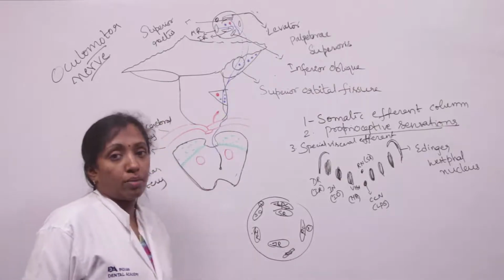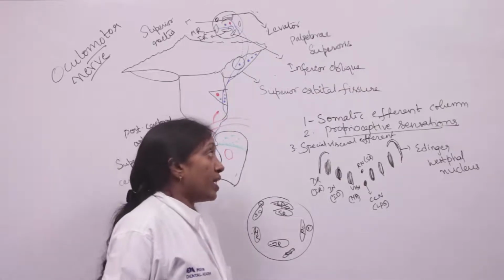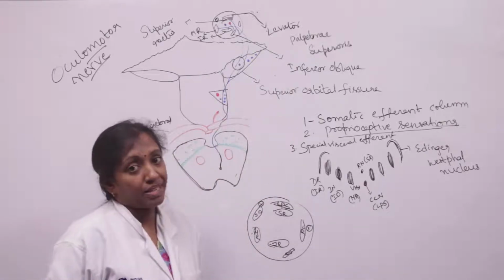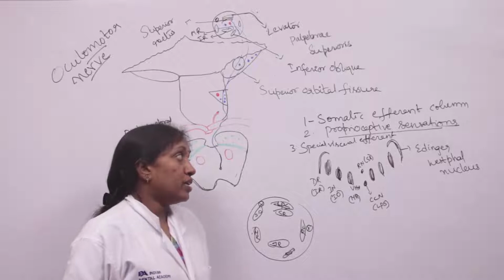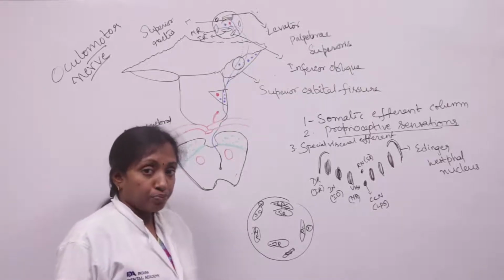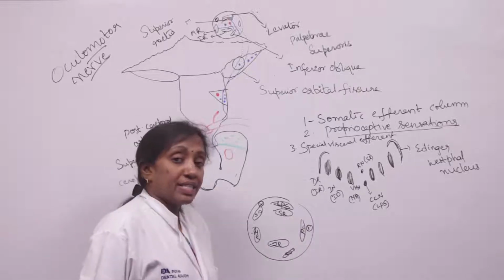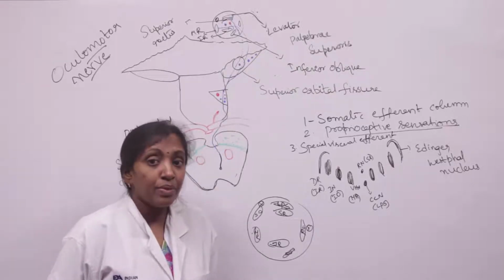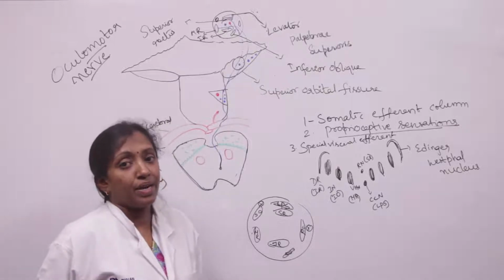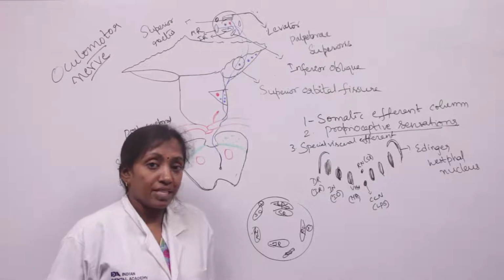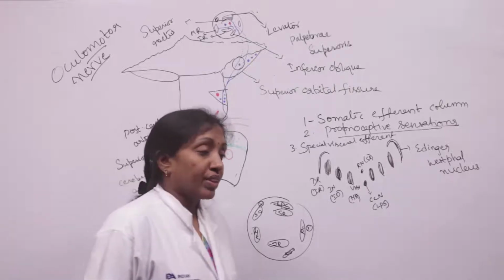So three functional components are present. One is the somatic efferent column, which supplies the extraocular muscles of the eyeball. Then proprioceptive sensations from the muscles of the eyeball are carried to the mesencephalic nucleus. And the special visceral efferent fibers, the preganglionic parasympathetic fibers, supply the sphincter pupillae as well as the ciliaris muscle after relaying in the ciliary ganglion.